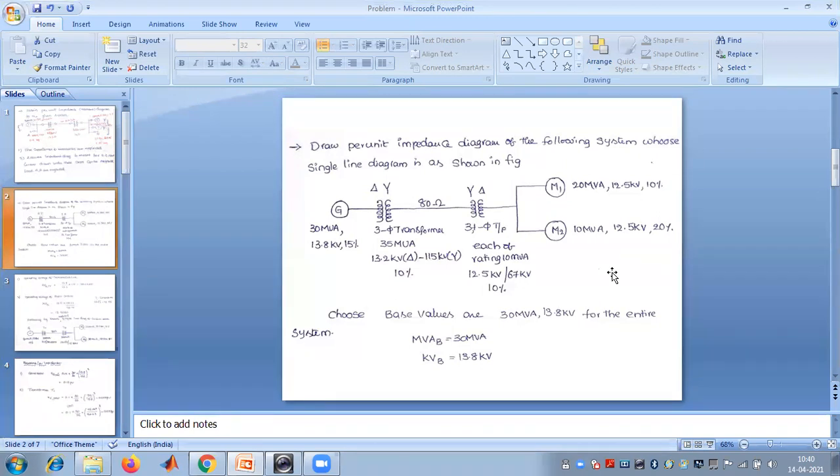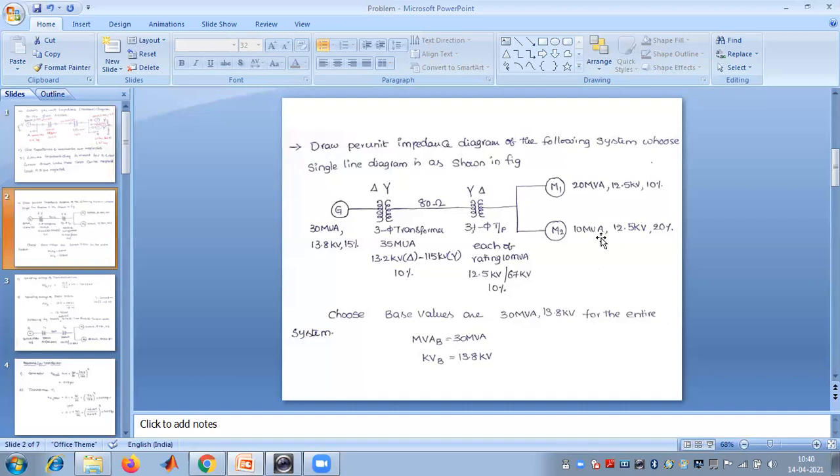Okay, good morning all. In the last class, we started a new problem. In order to understand the concept of per unit, that means the single line diagram or the per unit impedance diagram of the given system, it is clearly explained in this problem. Now you just go through this, and we left this problem at the middle stage, right? We had just chosen some base values.